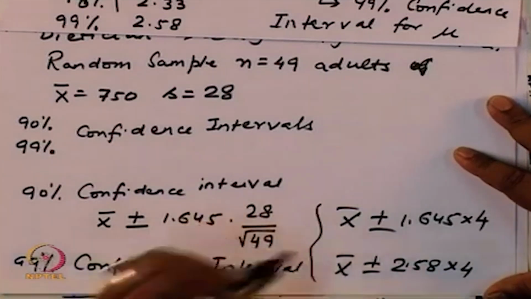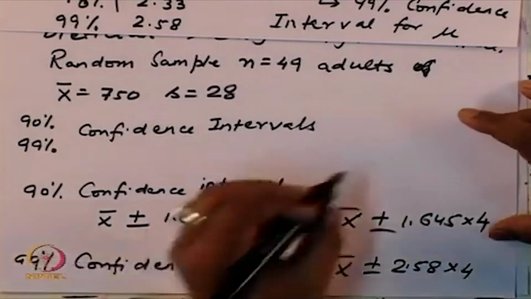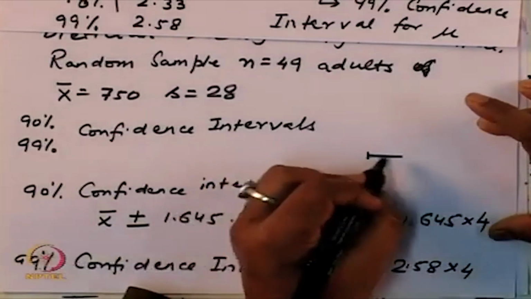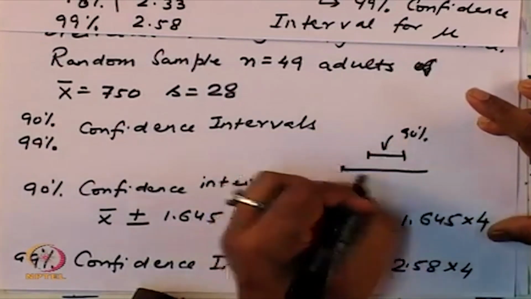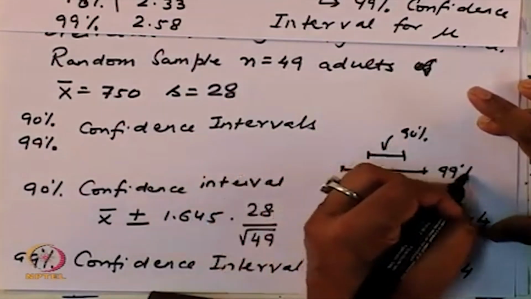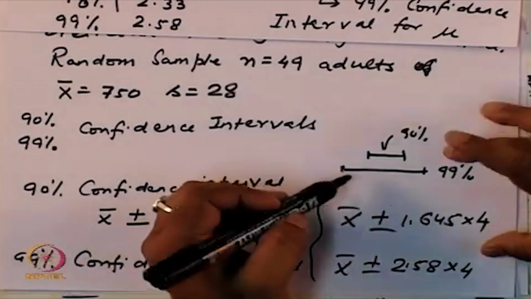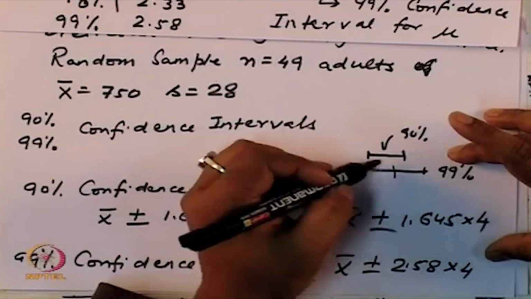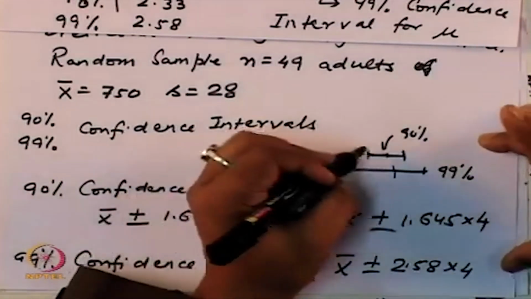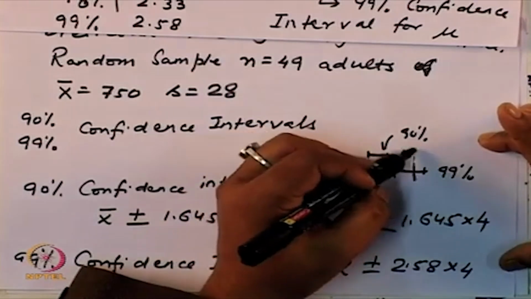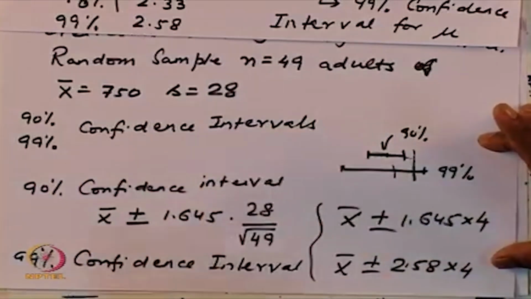Okay. So, what you can clearly see is that this is a tighter limit. In other words, if this is the interval length for 90%, the interval length for 99% is larger. This increases the chance that the population mean will lie within it, whereas if you choose a tighter range, there is a greater chance that your population mean will lie outside it.